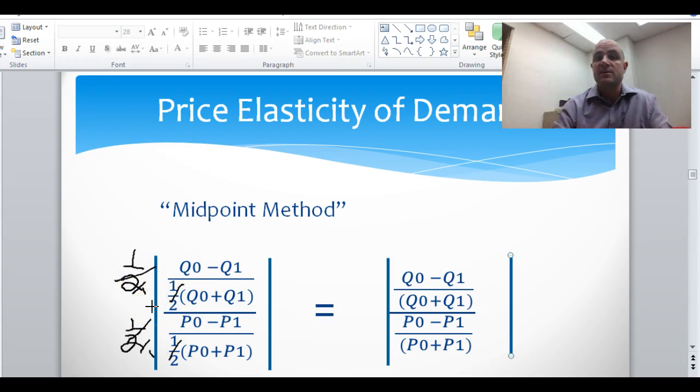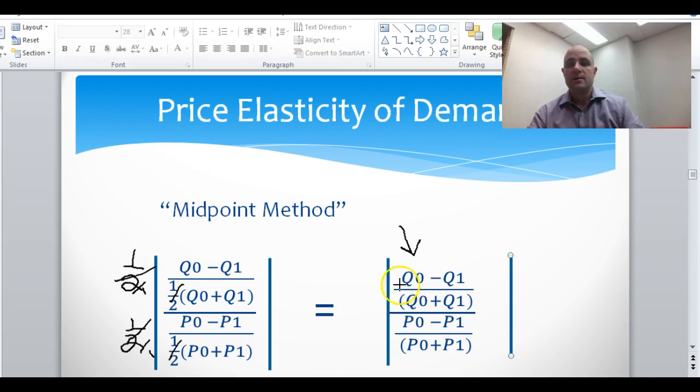Now, this is okay because with a fraction, as long as you do the same thing to the numerator as you do the denominator, you're not changing that fraction. And so all of this just breaks down to right here. So to calculate the price elasticity of demand, absolute value, Q0 minus Q1 over Q0 plus Q1, all over P0 minus P1 over P0 plus P1.